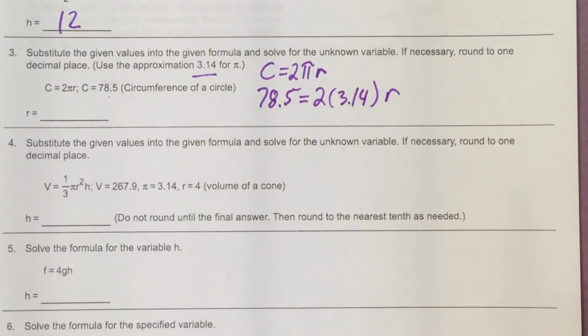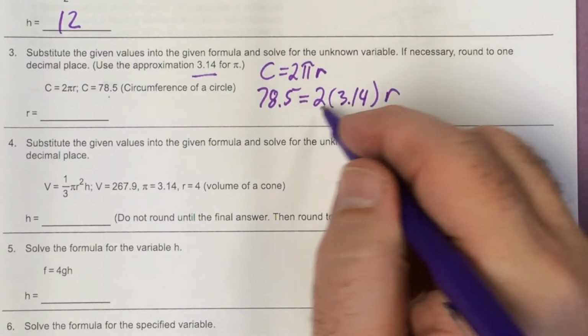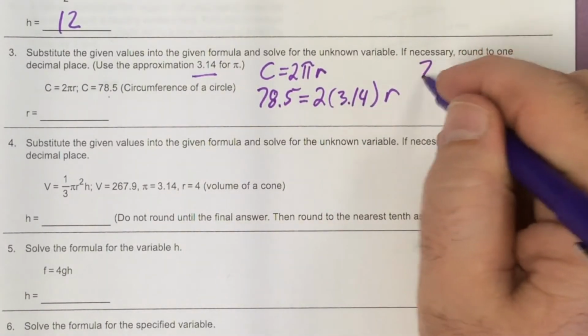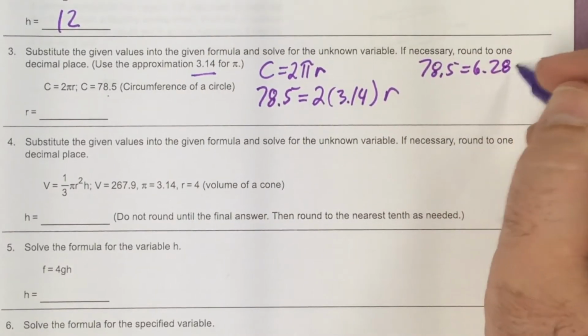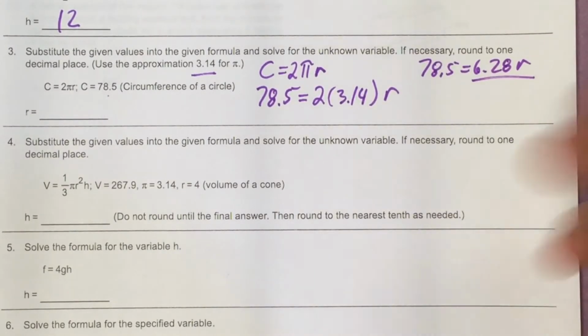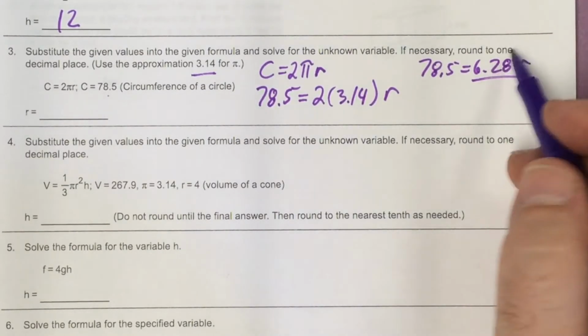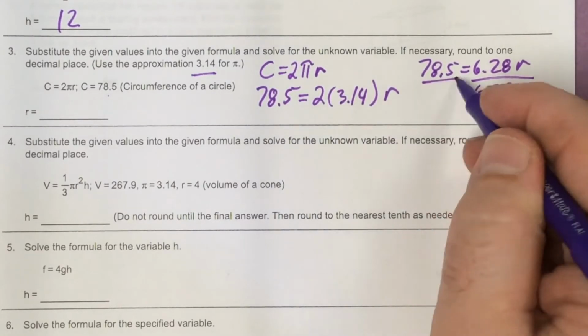Because of the decimals here, this is where a calculator really comes in handy. If I were to simplify this by multiplying this out, I would have 78.5 equals 6.28 times r. And then to carry this out, it says round to 1 decimal place. I would divide both sides by 6.28.